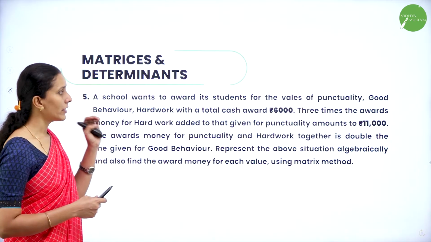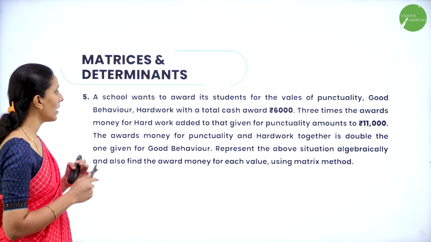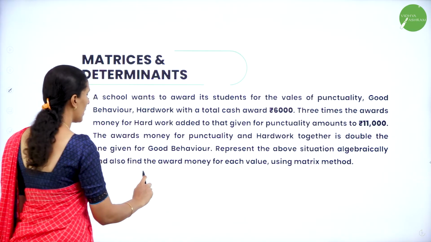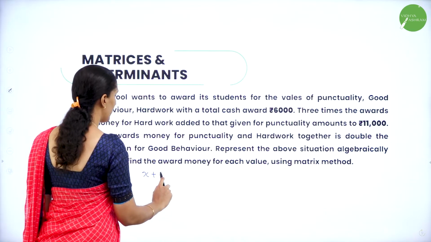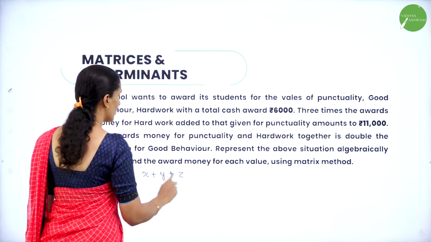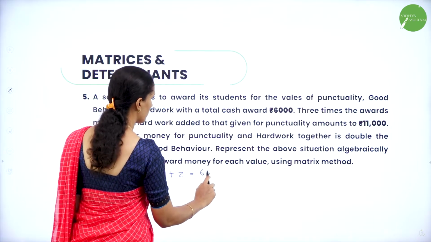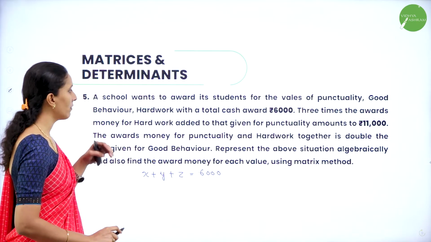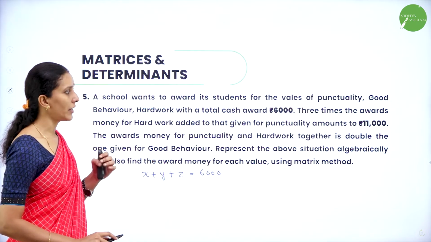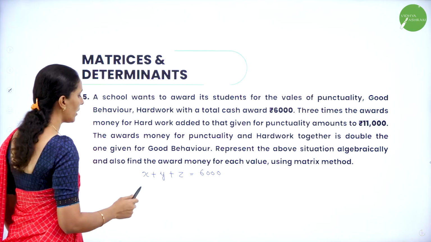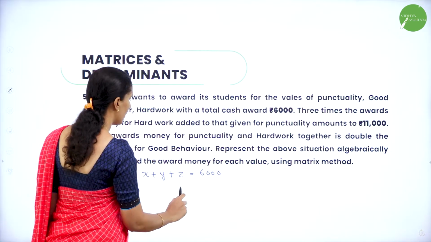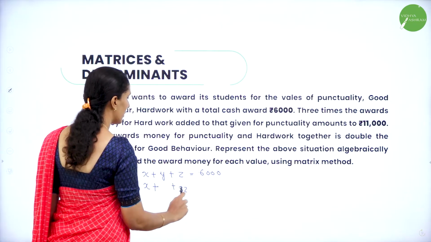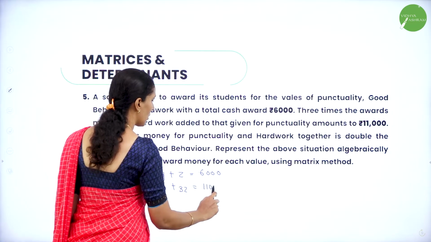So they want to award each student for punctuality, good behavior and hard work with a total cash reward of 6,000. So let me take x for punctuality, y for good behavior and z for hard work. So they sum up to rupees 6,000. Next, they have given 3 times the award money for hard work added to the punctuality amounts to 11,000. So that means 3 times the hard work added to the punctuality gives rise to the amount 11,000.